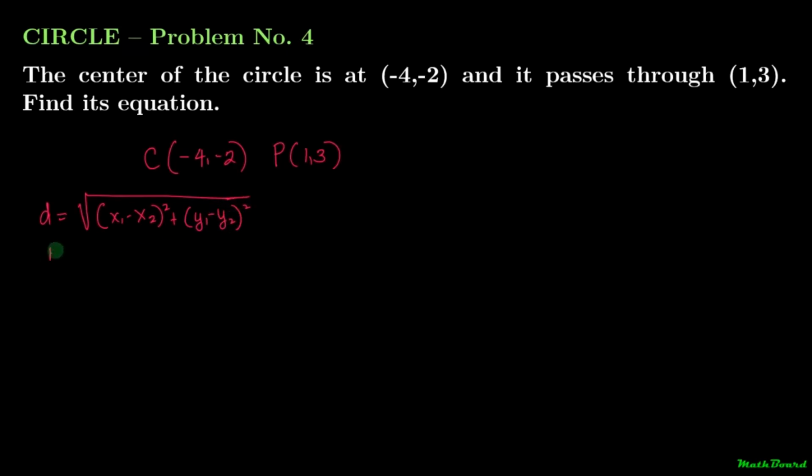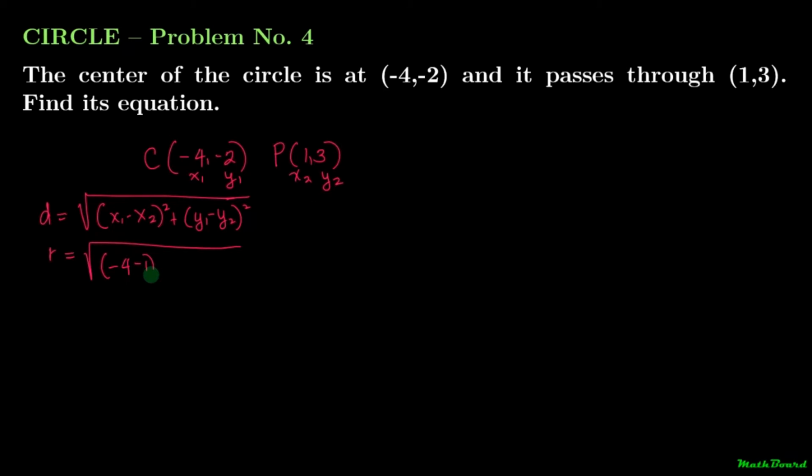We can use r. So, r equals the square root of, this is our x sub 1, y sub 1, x sub 2, then y sub 2. So, x sub 1 is negative 4, x sub 2 is 1.